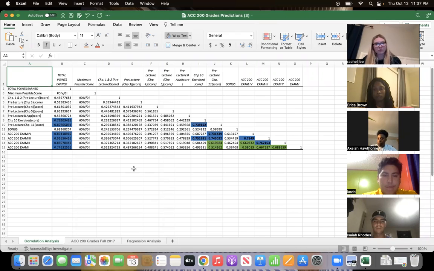Yeah, so I was just going to talk about the numbers. We highlighted all the highly correlated variables blue, and we decided to bold all the independent variables that are highly correlated with each other. And the green ones are the independent variables that aren't highly correlated with each other.